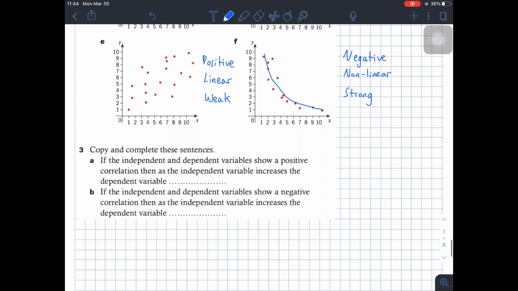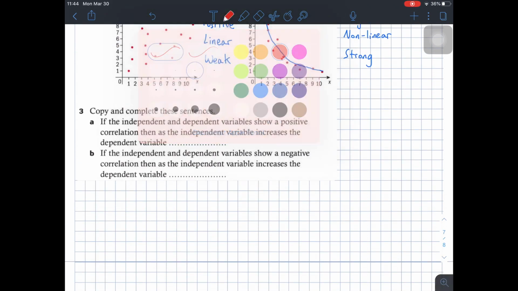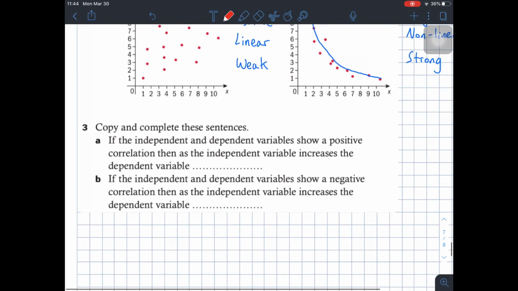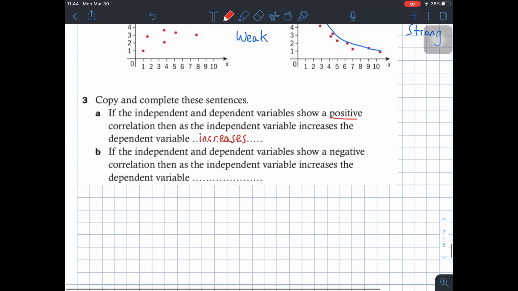Okay, then finally for this part, it says copy and complete these sentences. If the independent and dependent variables show a positive correlation, then as the independent variable increases, the dependent variable also increases, right? Because we're talking about a positive correlation. Then B, if the independent and dependent variables show a negative correlation, then as the independent variable increases, the dependent variable decreases. Because we're talking about a negative correlation.